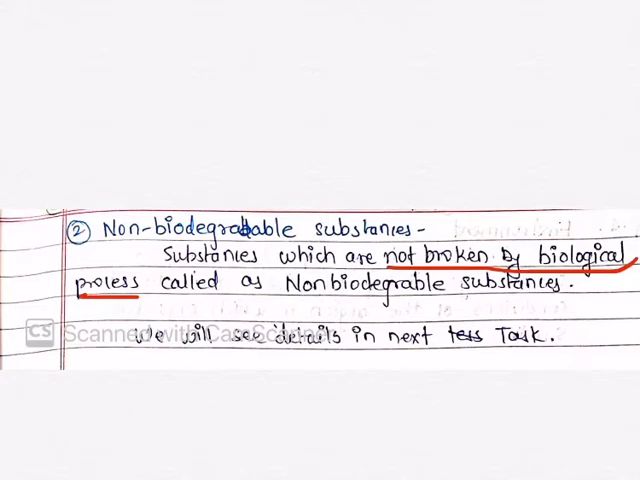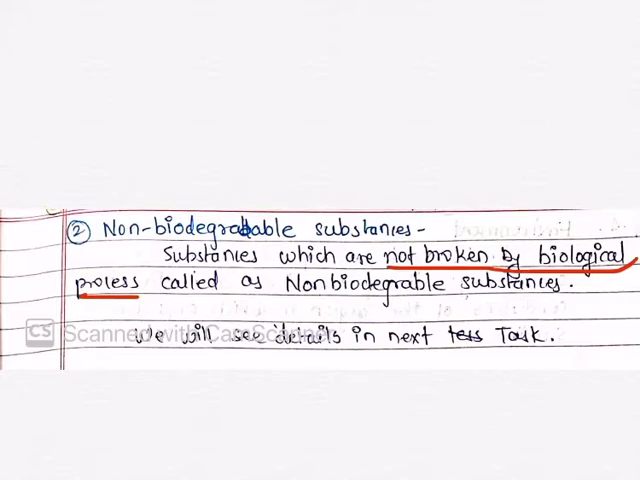Non-biodegradable substances are those which are not broken down by biological processes. Here, a biological process means decomposition of substances by microorganisms, that is fungi, bacteria, and enzymes which decompose substances. Non-biodegradable substances are not broken down by these microorganisms, so they remain as they are.